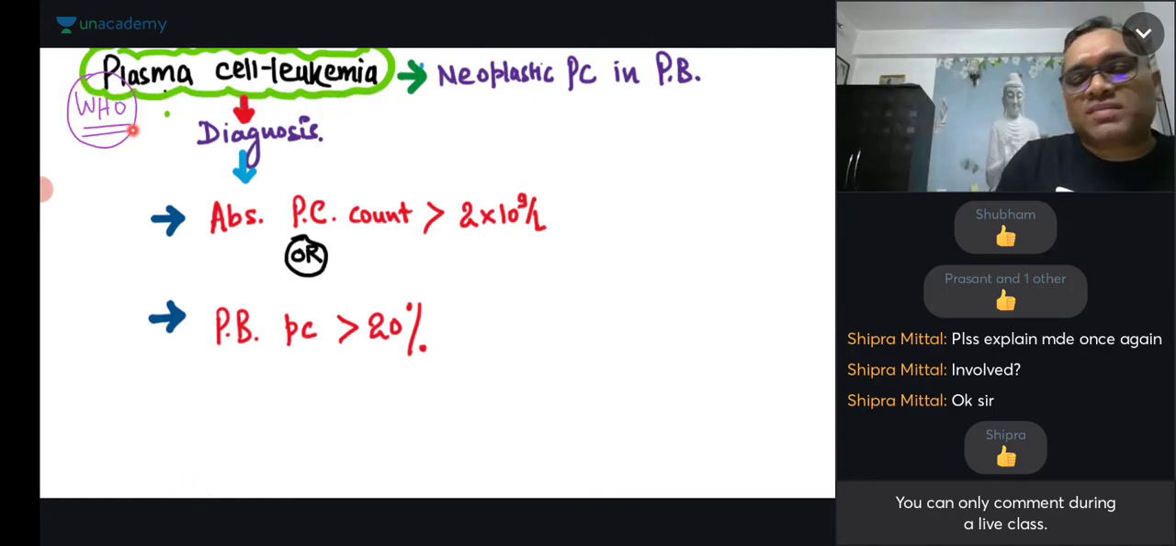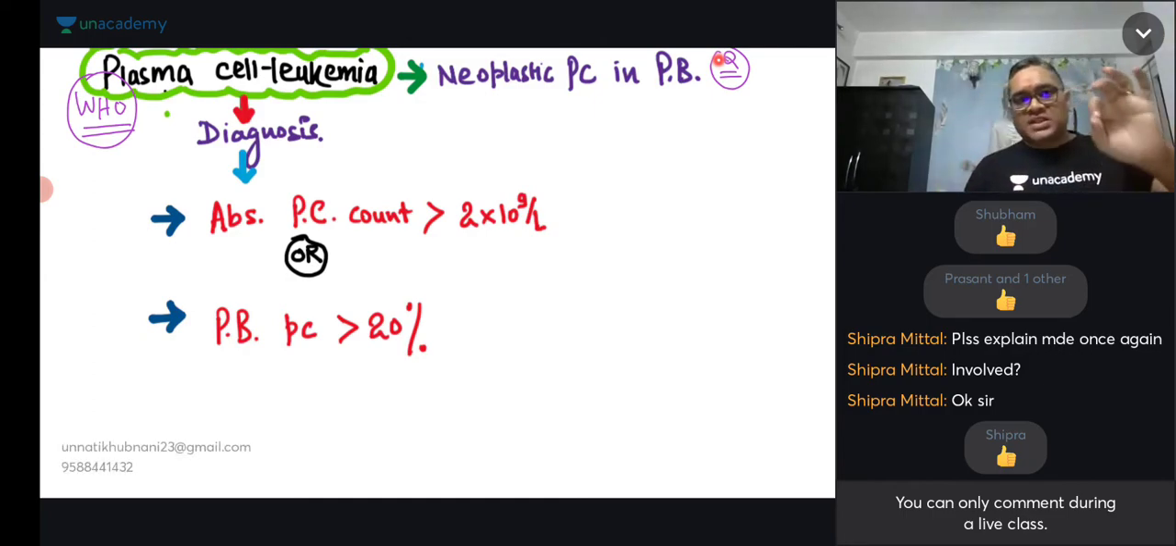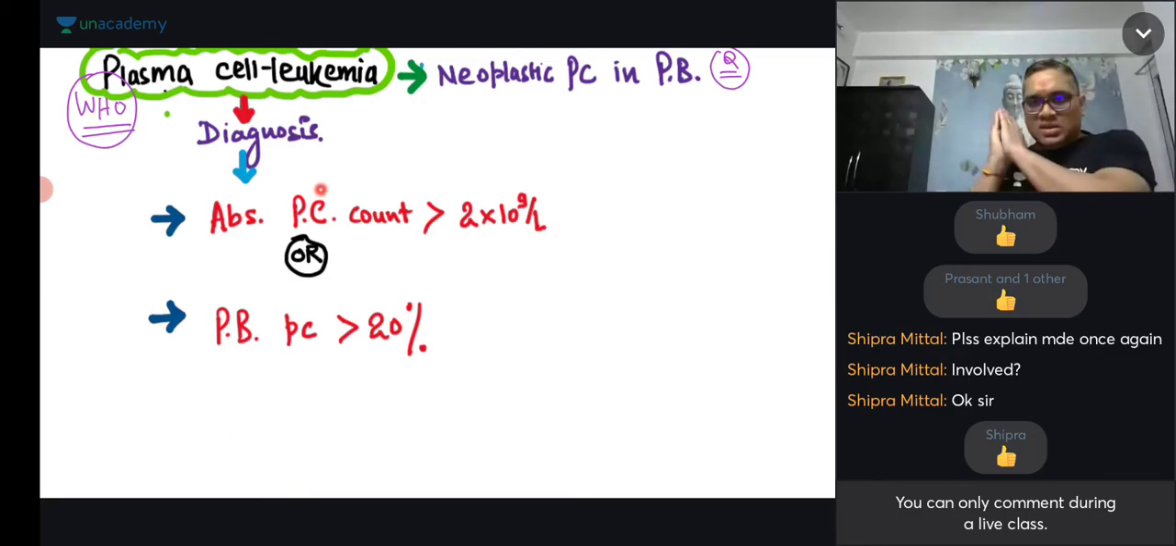So this is the WHO criteria for plasma cell leukemia, and this was also questioned in the AIIMS exam. Here I will tell you one thing: many students always get confused, and this is a very dangerous question. In 2014 and 15, this question came twice in the AIIMS exam. Please be careful. Plasma cell leukemia criteria is different. Multiple myeloma criteria is different.